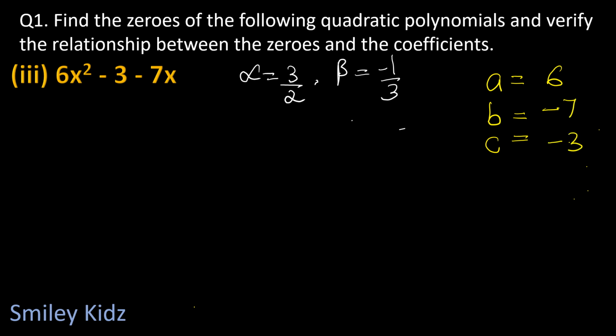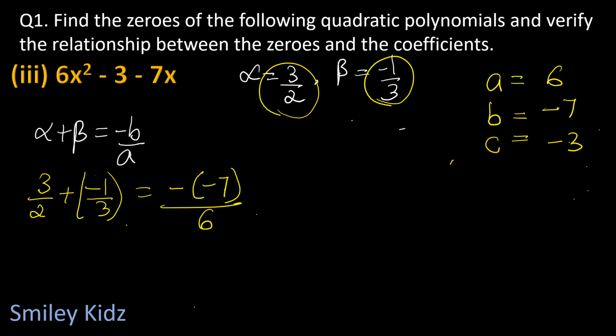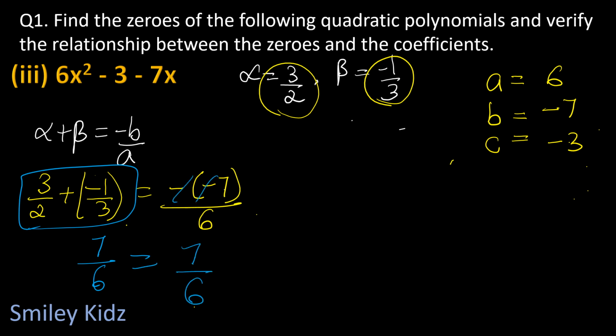Right. Now we know that alpha plus beta is minus b by a. And we know that here alpha is 3 by 2 and beta is minus 1 by 3. So it's going to be 3 by 2 plus minus 1 by 3 is equal to minus of minus 7 upon 6 on substituting the values of b and a. On solving this expression 3 by 2 minus 1 by 3, on finding the LCM and then subtracting, we get 7 by 6, which is equal to 7 by 6. So we have successfully verified the relationship between the sum of the zeros and its coefficients.